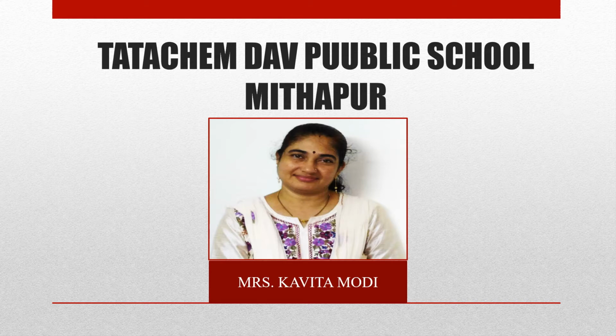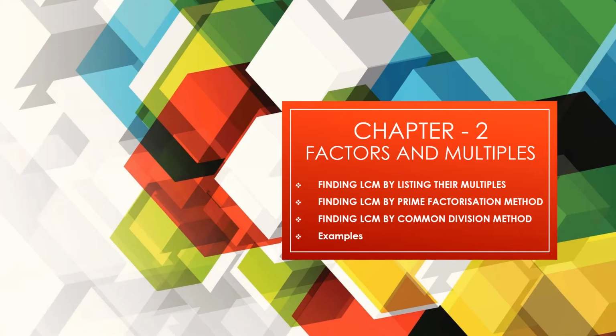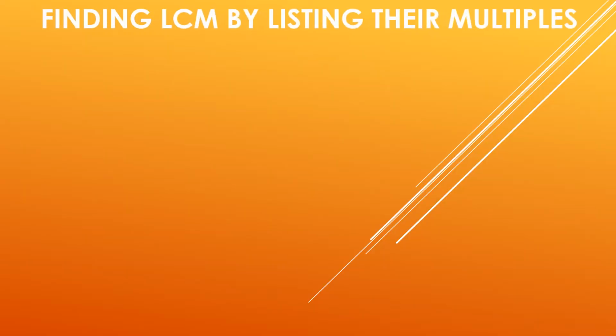Myself Kavita Modi. Today we are going to continue chapter 2, factors and multiples. In this chapter our topics are finding LCM by listing their multiples, finding LCM by prime factorization method, finding LCM by common division method and some examples. Our first topic is finding LCM by listing their multiples.